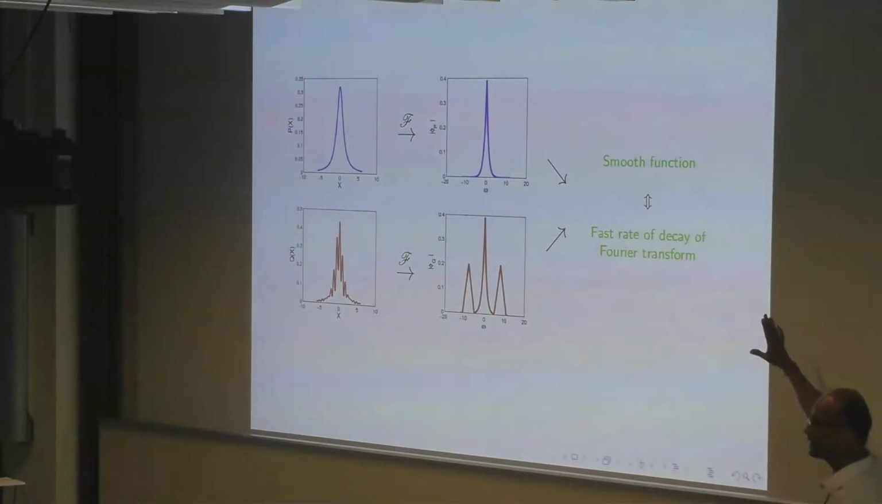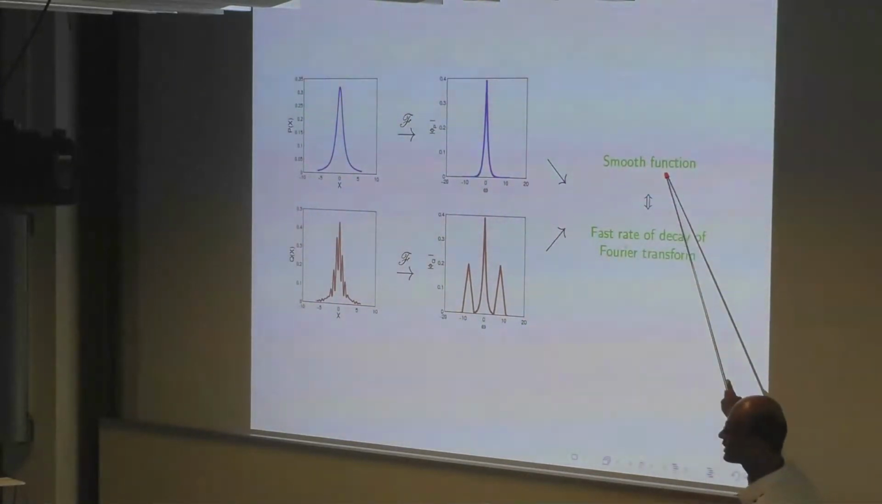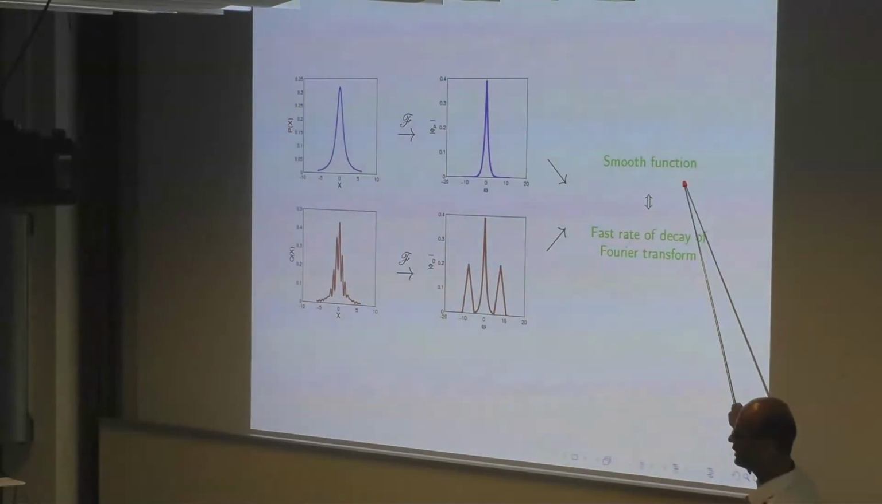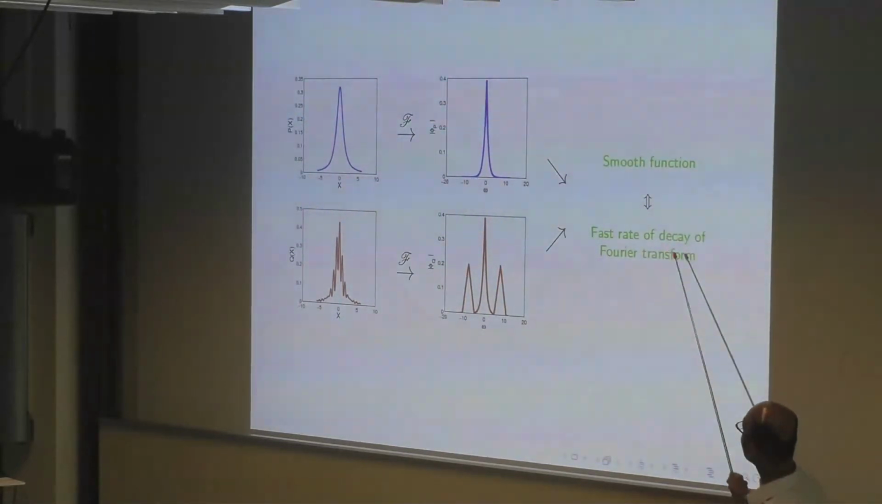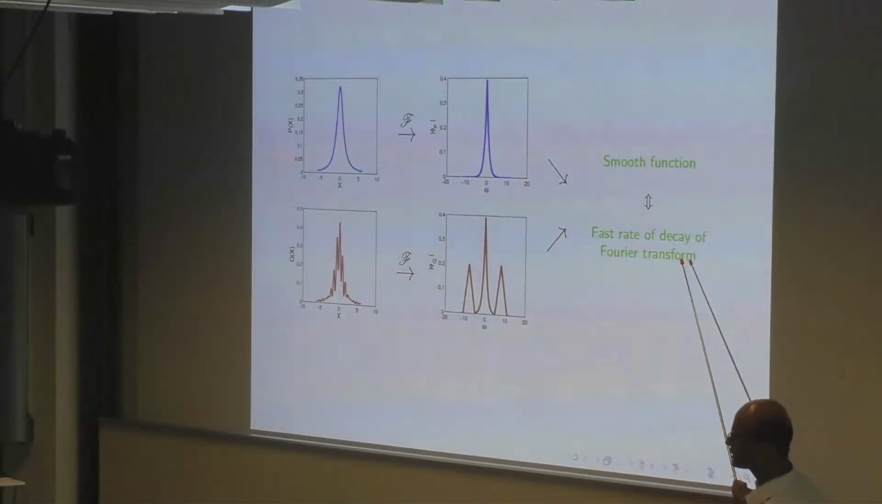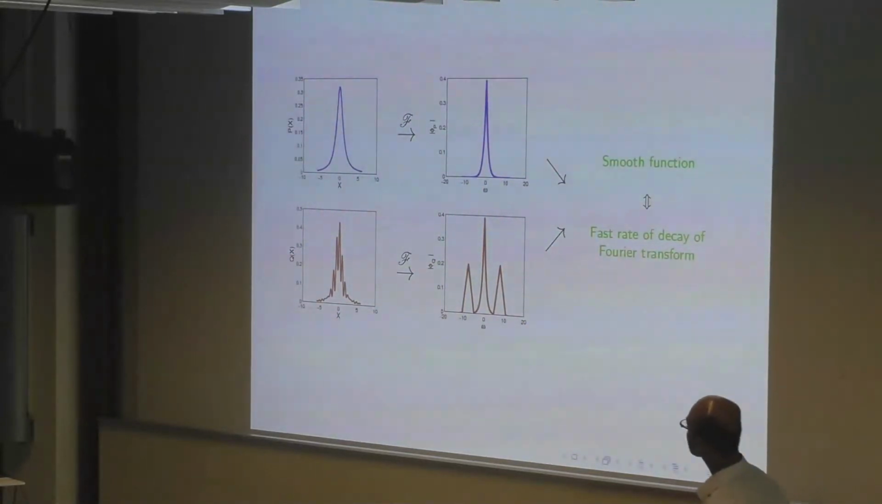Okay, so I am kind of skipping the math here, but essentially when I say smoothness here, all I mean is there is a differentiability, and that differentiability is determined by the rate at which this Fourier transform decays.